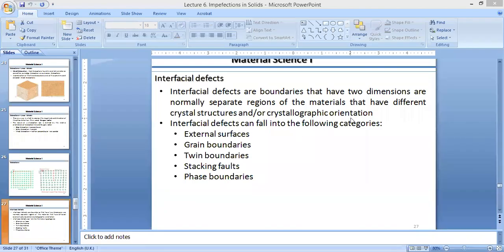Okay, so to continue, interfacial defects can fall into the following categories. You have the external surfaces, the grain boundaries, the twin boundaries. Twin boundaries is when you have identical crystals. In short, you have two different crystals whose border atoms at the grain are aligned perfectly with the next atoms of the other crystal. Then you have the stacking faults and the phase boundaries.